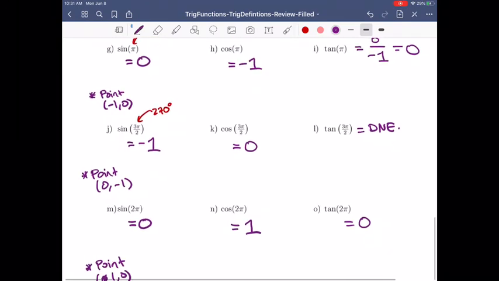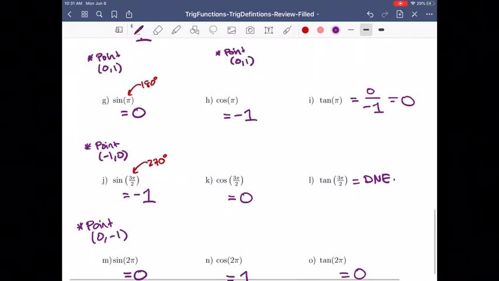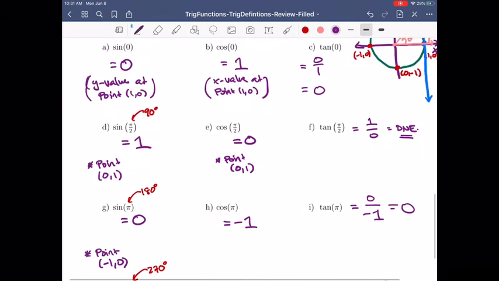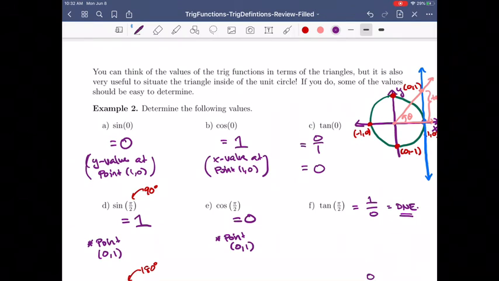Okay, so those are some really special ones. They're only 0s, 1s, or -1s, or does not exist. These should be almost second nature to you, and they come directly if you think about the corner points of the unit circle. All these angles intersect on the x or y axes. So those are some very special ones.